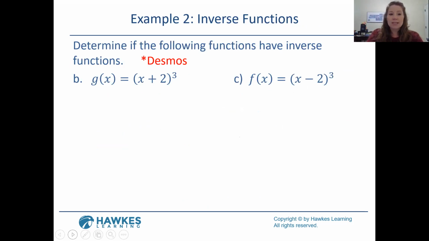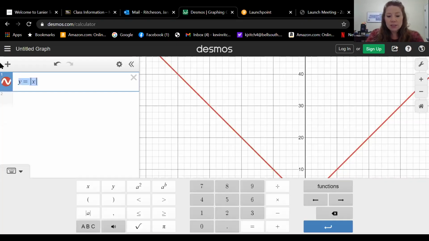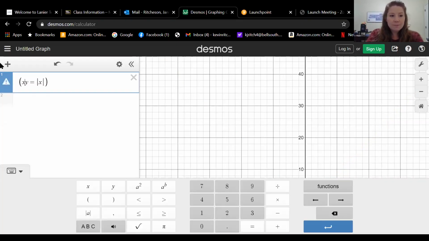All right, so here's 2 others. We're going to pull up Desmos, plug it in, and I'm going to show you guys what I'm trying to say in kind of a complicated way. All right, x plus 2 to the 3rd power. I'm going to try to remember this. Okay. All right, y equals x plus 2 to the, I got to use my little caret, 3rd power.